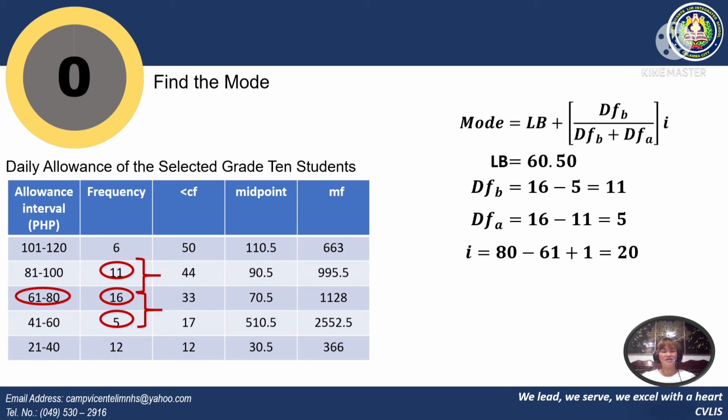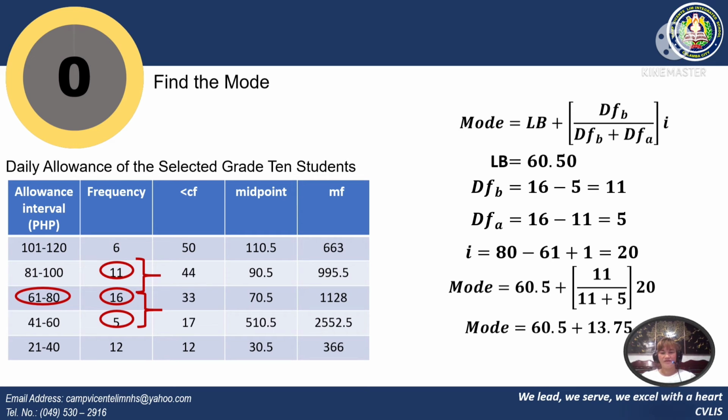And then apply the important values into the equation. So we have 60.50 plus the quantity of 11 all over 11 plus 5, times 20. You simplify, and then the mode is equal to 74.50. So this means that the most frequent daily allowance of the selected grade 10 students is 74.50.